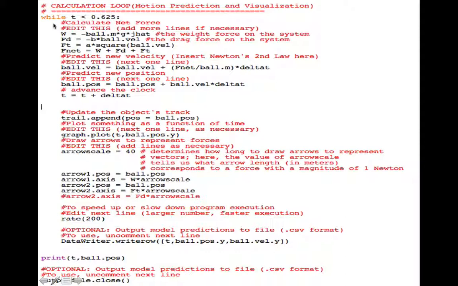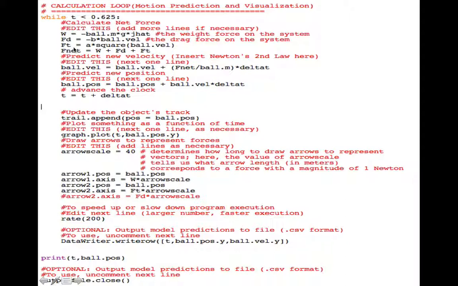In the loop is where Newton's second law comes into play. I set time less than 0.625, because that is when Tracker's data ended. I set weight equal to the ball's mass times the gravity constant times the negative j hat unit vector. Fd should be ignored because that is the drag force equation from the lecture videos.